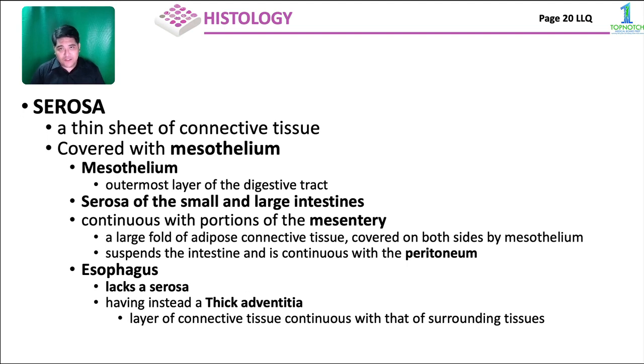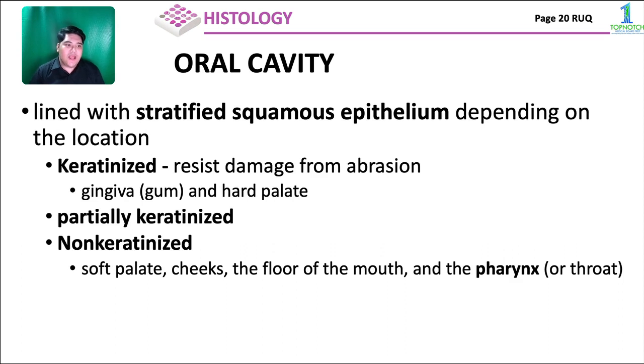Now, speaking of serosa, your esophagus doesn't have one. Instead, meron siyang adventitia. Kasi usually, kapag may cavity ka, serosa. Pero kapag in connection with the surrounding tissues like your esophagus, meron kang adventitia. Remember that. Then let's move on to your oral cavity.